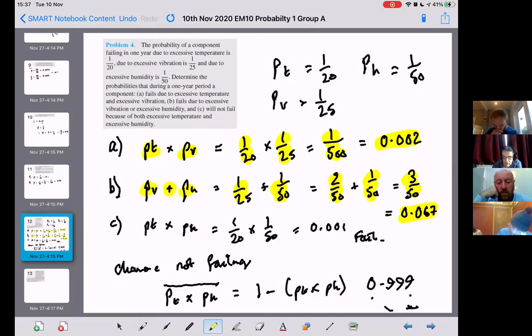To do part C, will not fail because of both excessive temperature and excessive humidity. We first calculate the chance of temperature and humidity, 20th times a 60th, 0.001, and that's the chance it will fail due to both of those conditions. So the chance that it won't fail due to those conditions, which is written with a bar across the top, is that you take the probability that it will happen away from 1, because the two probabilities, it will and it won't, must add up to 1. So we come out with a probability of it not happening of 0.999.